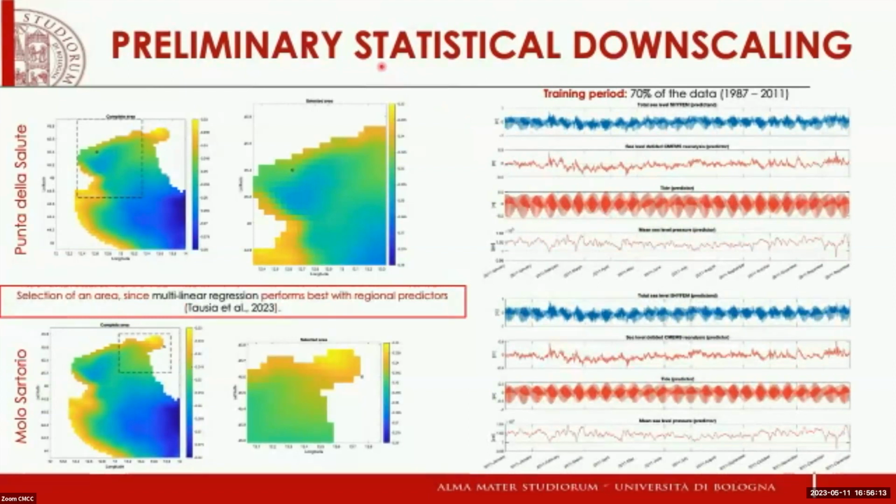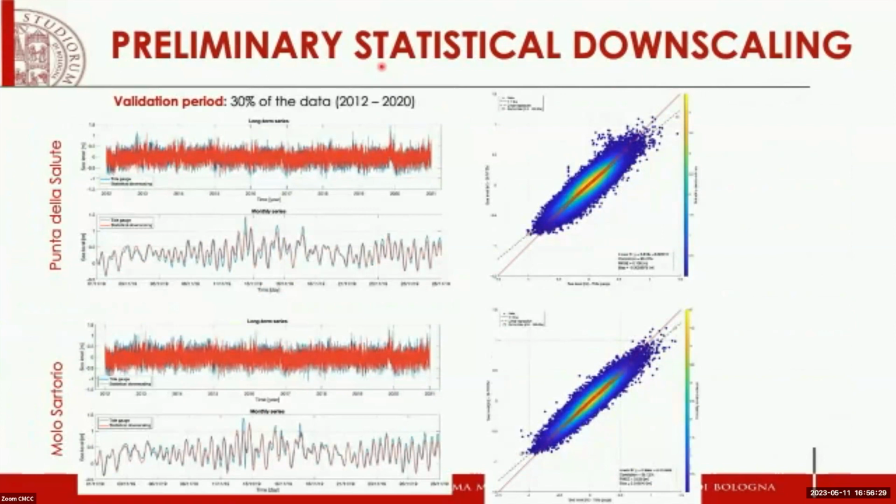This series shows just the last year, to have a clear idea of what we are using. For the predictand, we are using the simulations from SciFem. And for predictors, we are using the sea level, the tide prediction, and the mean sea level pressure. For the validation period, we're using the remaining 30% of the data. We are obtaining, with this statistical downscaling tool, skills that are comparable with the ones we obtain with the numerical simulations with SciFem.